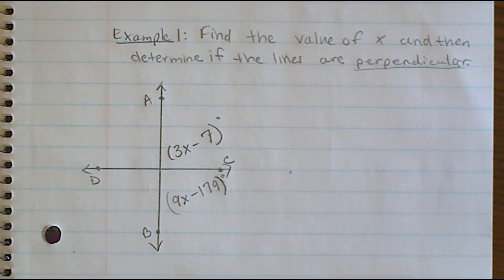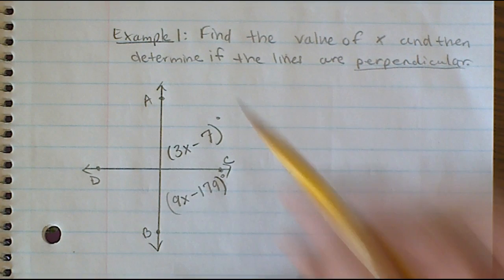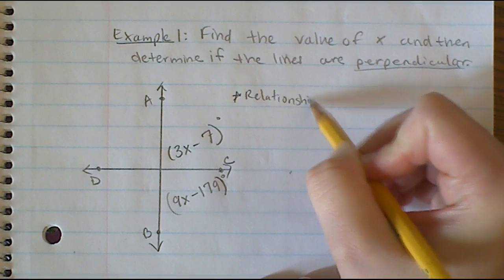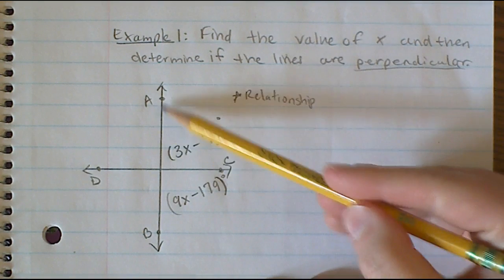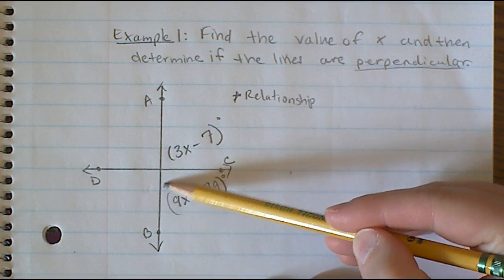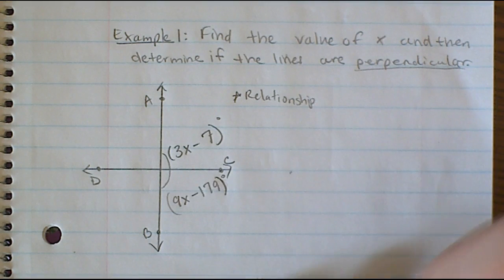So this example is asking us to do two things. First, find the value of x, then using that value, determine if the lines are perpendicular. So you always want to look at the relationship between the two given angles. So the relationship would be that the 3x minus 7 and the 9x minus 179, those two angles are a linear pair, which means that they are supplementary.